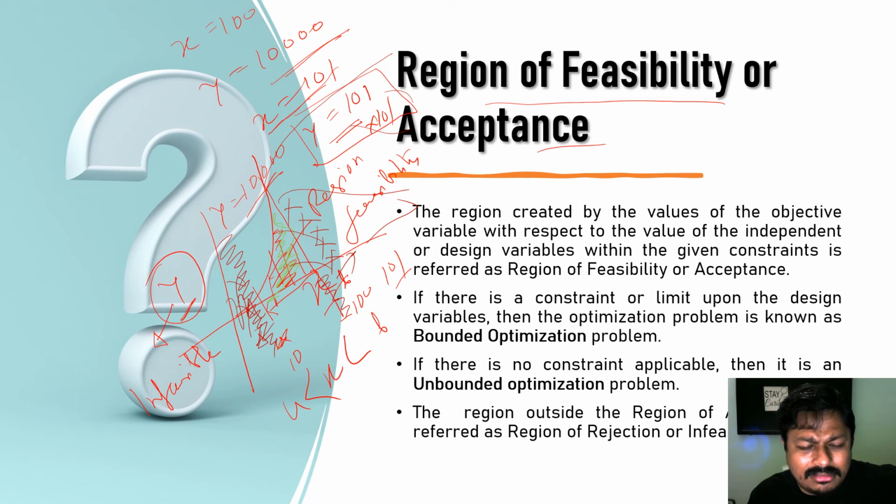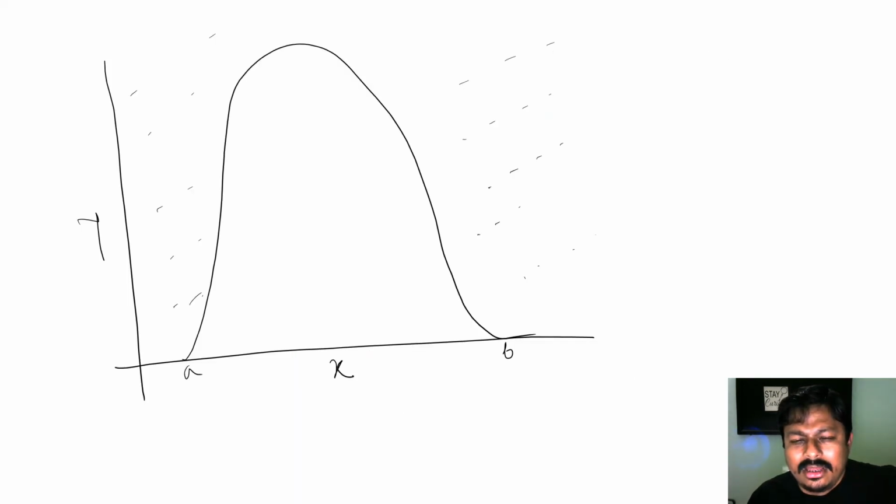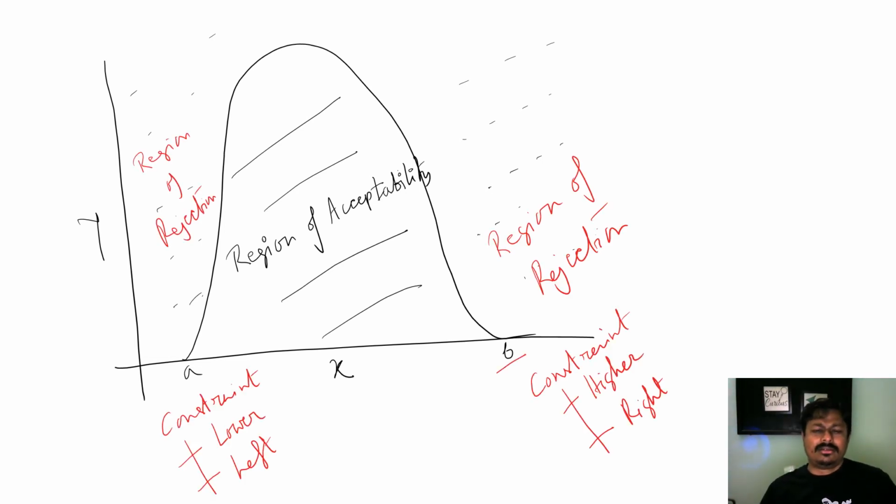Now, if there is no lower limit, only a higher limit, then the situation changes. And if there is no limit at all, you can take any value from minus infinity to plus infinity. Then, accordingly, the limit for the region of feasibility increases. So, this is in brief what the region of feasibility and region of infeasibility are. Here, you can see this picture is indicating the region of acceptance.